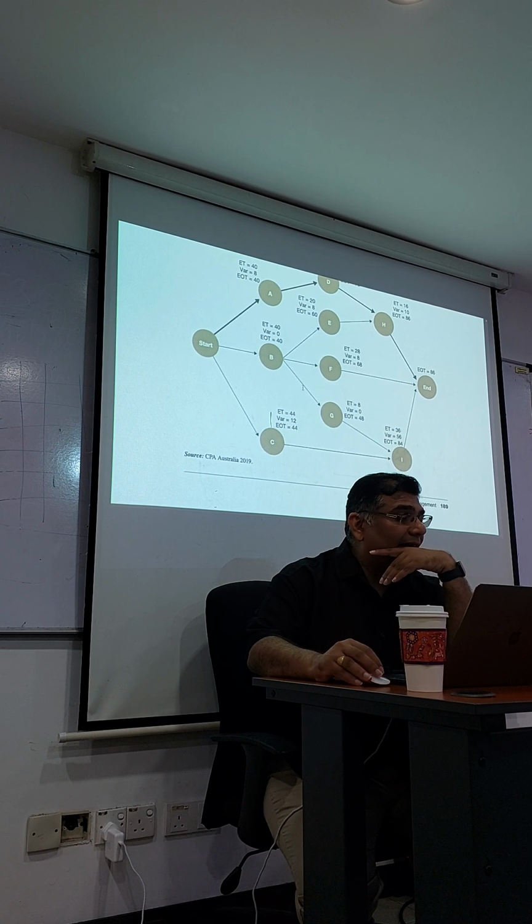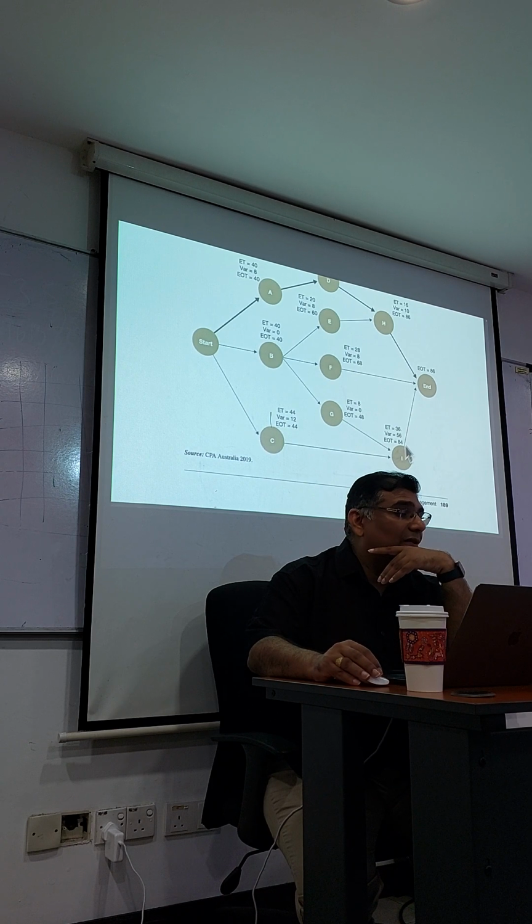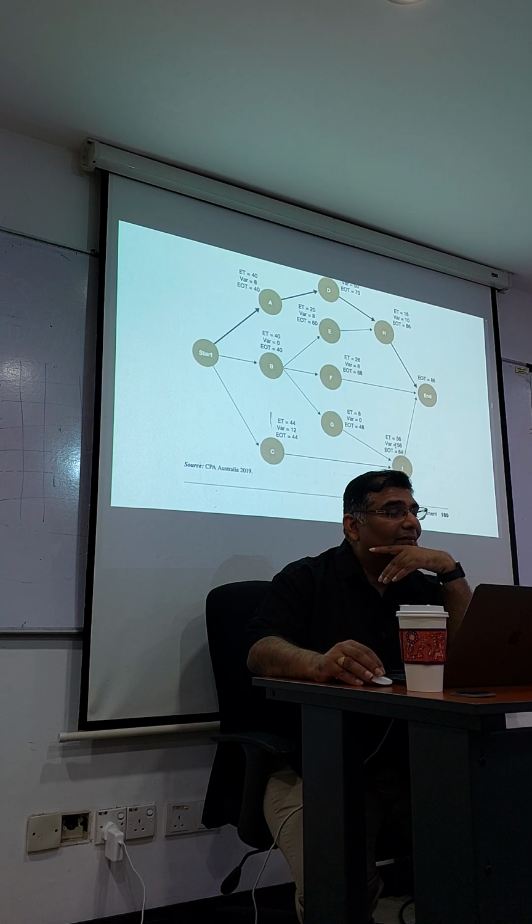Because you have to look at the other path also. Here is 40 days. Here is how many days? 8 days, here becomes 48 days. So it's not becoming 64. This one is 36. So if there's a possibility, you choose the higher one. 48 plus 36 is 84, correct? So the idea here is you have to look at which one is the longest one between the choices.